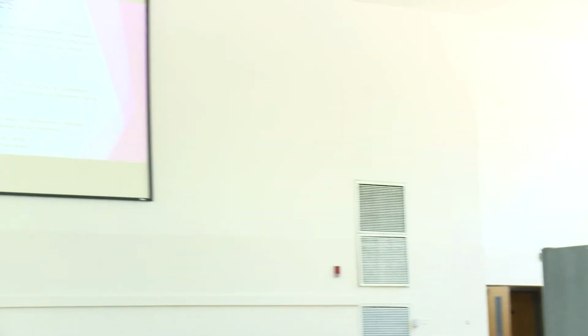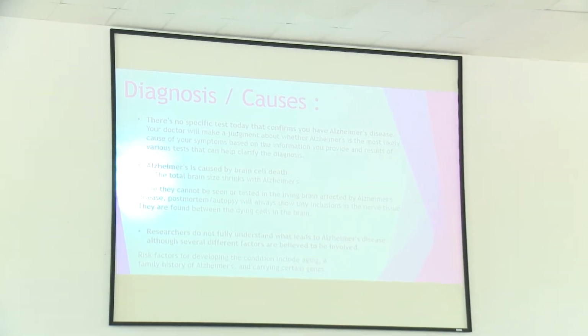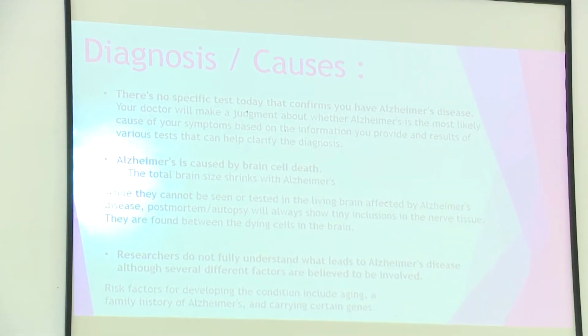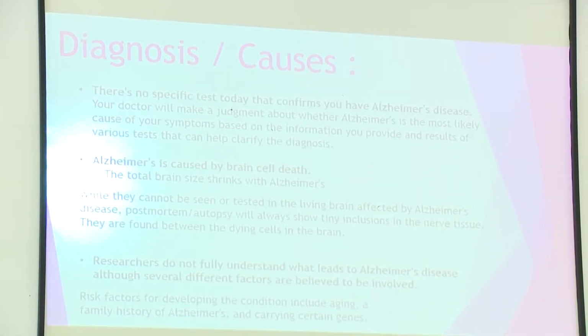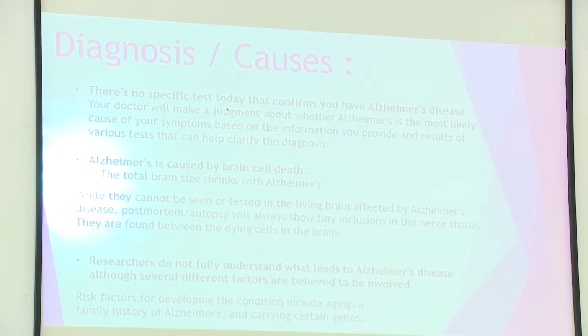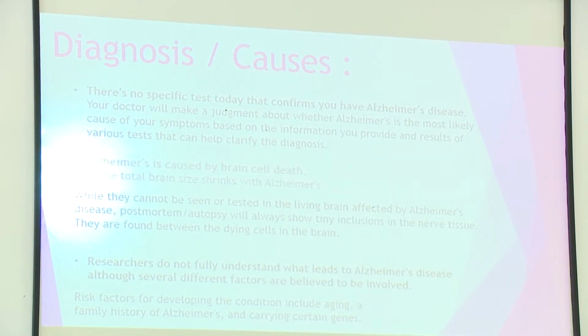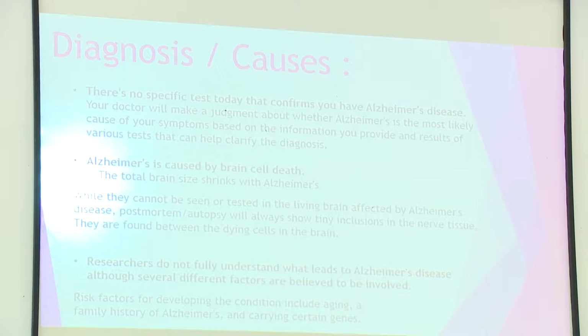Diagnosis and causes. There's no specific test today that confirms you have Alzheimer's disease. Your doctor will make a judgment about whether Alzheimer's is most likely the cause of your symptoms, based upon information you provide. Alzheimer's is caused by brain cell death. The total brain shrinks with Alzheimer's.